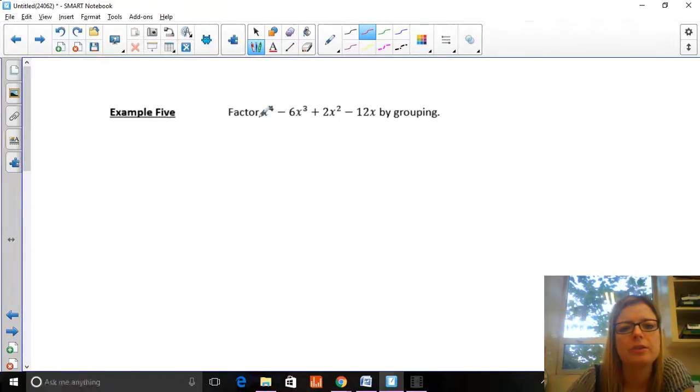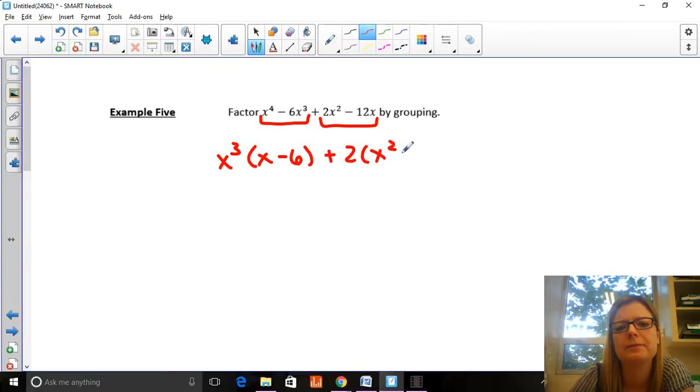This also you can factor by grouping. You'll know right away that you can factor by grouping if, when you take out your first terms, you get the same thing in these second brackets. In both of these cases, I common factored out an x cubed. I was left with x minus 6. Then I common factored out 2, and I was left with x squared minus 6.